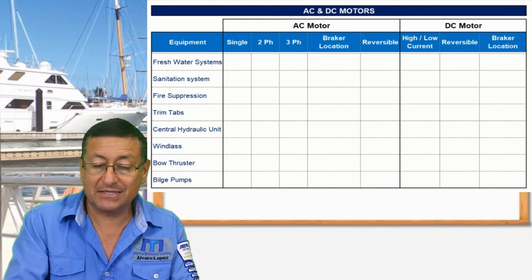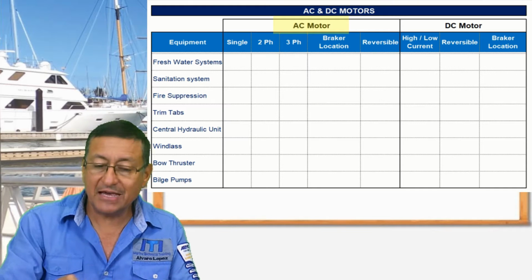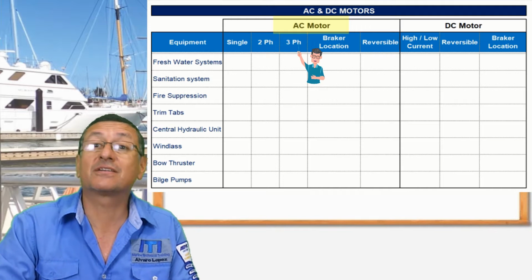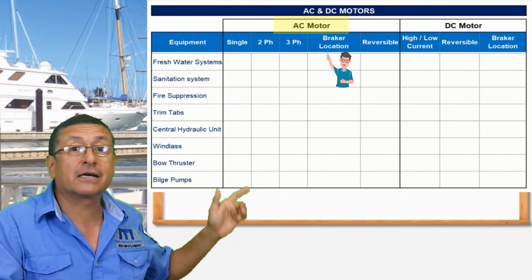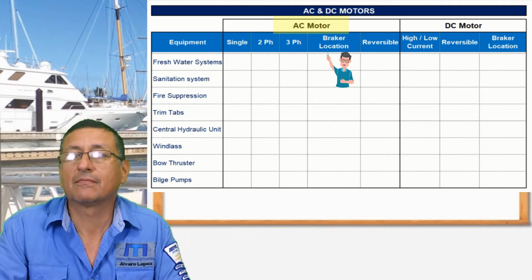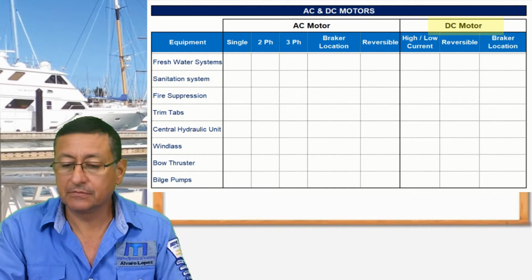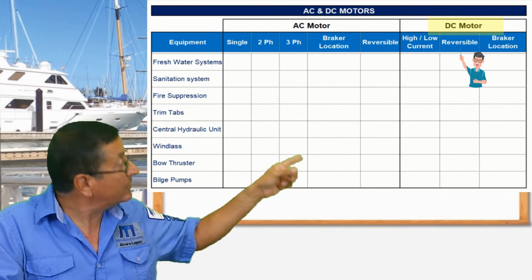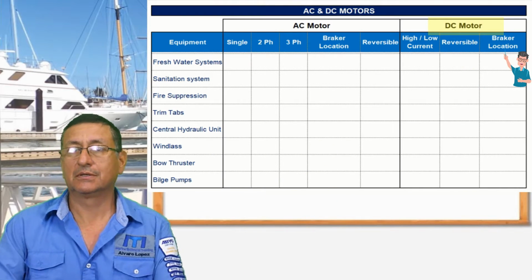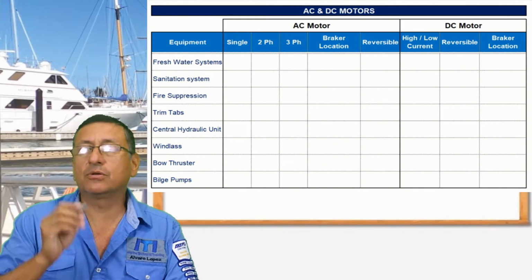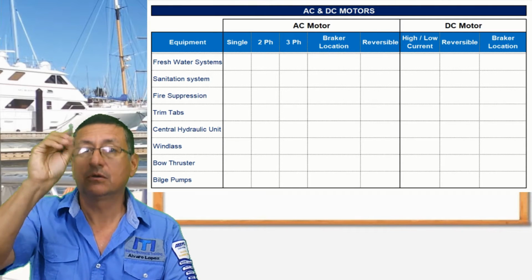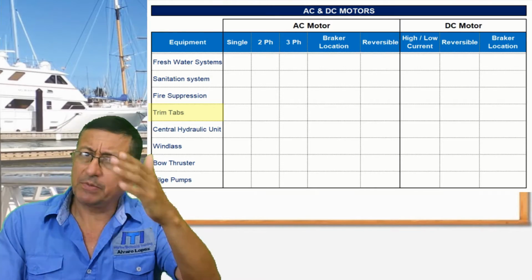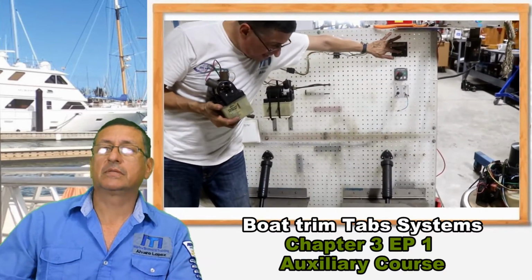if the motor for that system is AC. If it's AC, is it single phase, double phase, three phase, is it reversible, and where is the breaker to activate that motor. If that motor is DC, we are going to check if it's high current, low current, and if it's reversible, and where is the breaker. This is a big table, and we are going to check that table with yes, no, and where it's located.